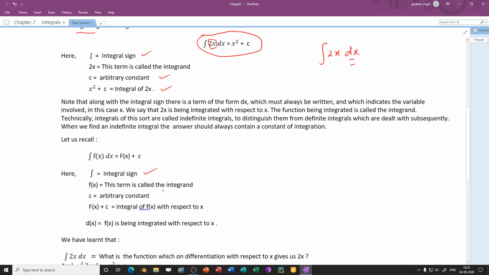Fx, that is, this term is called the integrand. C is known as arbitrary constant. Fx plus c, that is the answer of this integration, will be known as integral of fx with respect to x. Then dx, we have written here dx, that is the function fx is being integrated with respect to x.